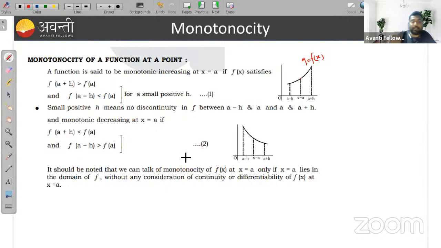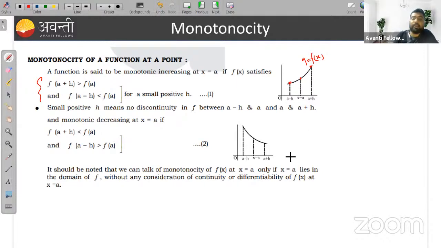You can see here f of a plus h is greater than f of a. This is my f of a plus h, this is my f of a, and this is my f of a minus h. So f of a plus h is greater than f of a, and f of a minus h is less than f of a for some positive h. If these two conditions arise, then we can say that the function is monotonic increasing.